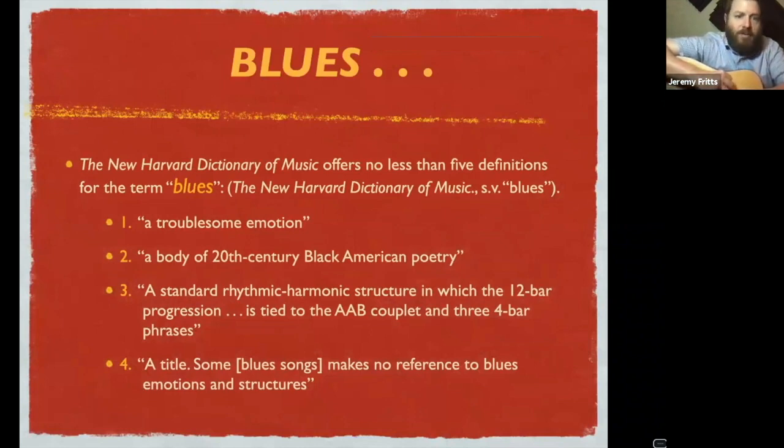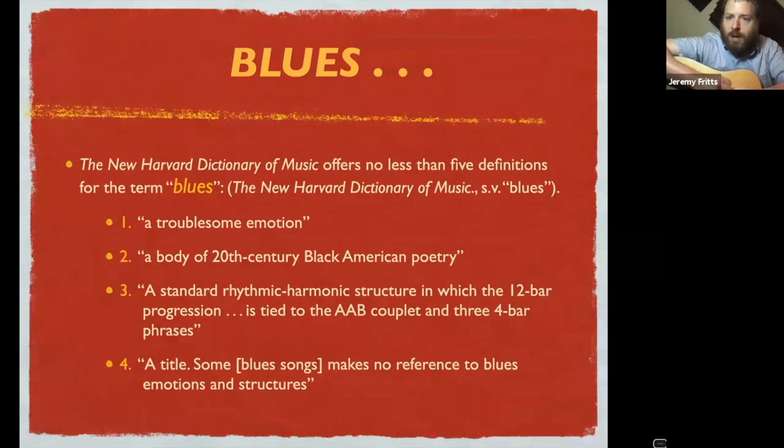A body of 20th century Black American poetry. This is certainly true that blues was originated by African Americans, and there's great poetic value to the lyrics and great artistic value to the musical contributions of the blues as well. A standard rhythmic harmonic structure in which the 12-bar progression is tied to the AAB couplet and 3-4 bar phrases. That sounds kind of fancy, but it's not as difficult as it sounds.